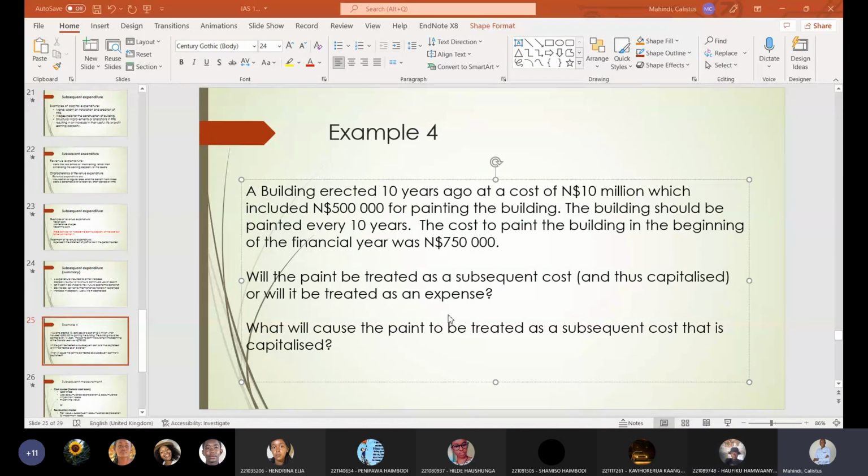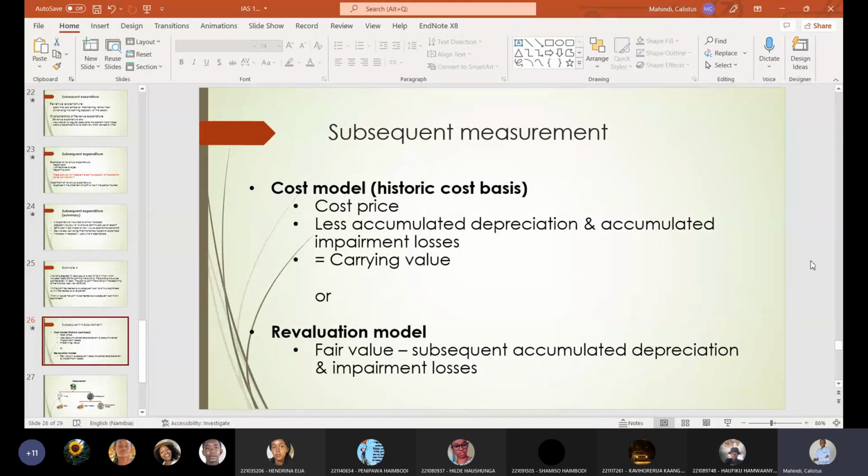So if you look at the two questions, the second one was asking what the criteria is for capitalization of a subsequent cost, and the first one was just asking how the paint is treated. Is it capitalized to the cost of the asset, or will it be expensed? So that was it. With regard to that, the rest is subsequent measurement, which we're going to look at in more detail.